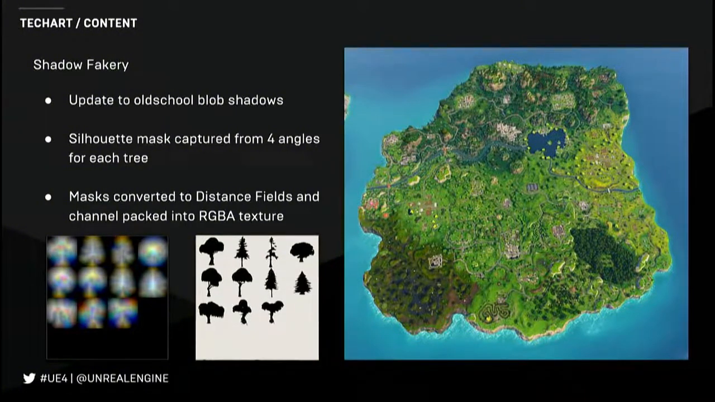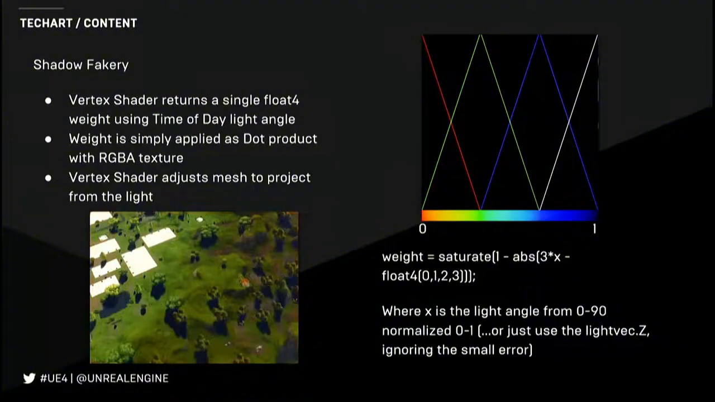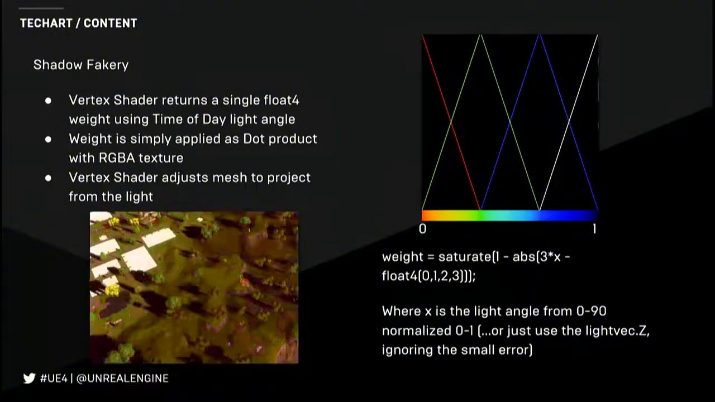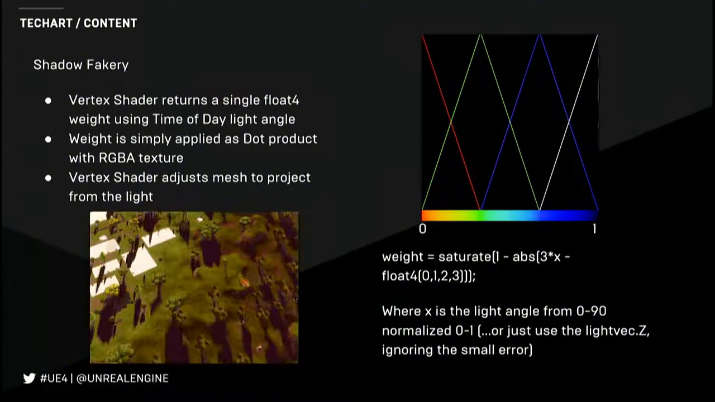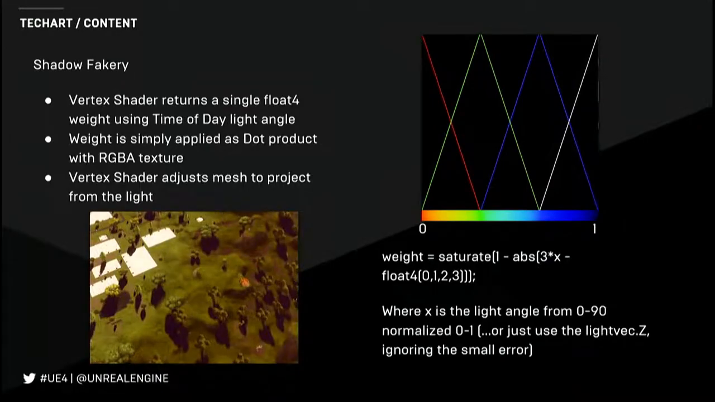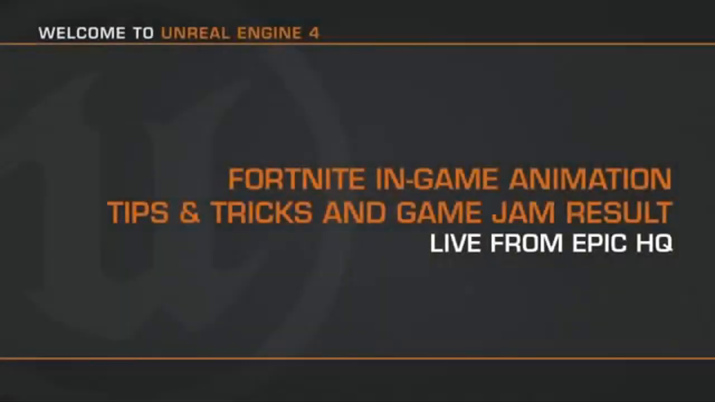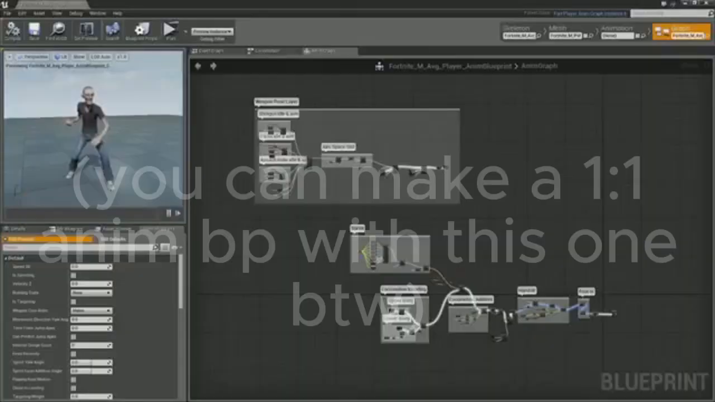This version was made by taking captures of each tree from 4 different angles and then converting each of those to a distance. That's actually applied in the vertex shader. I should also say that each tree has a single little quad, which is 2 triangles, underneath it. Mostly.